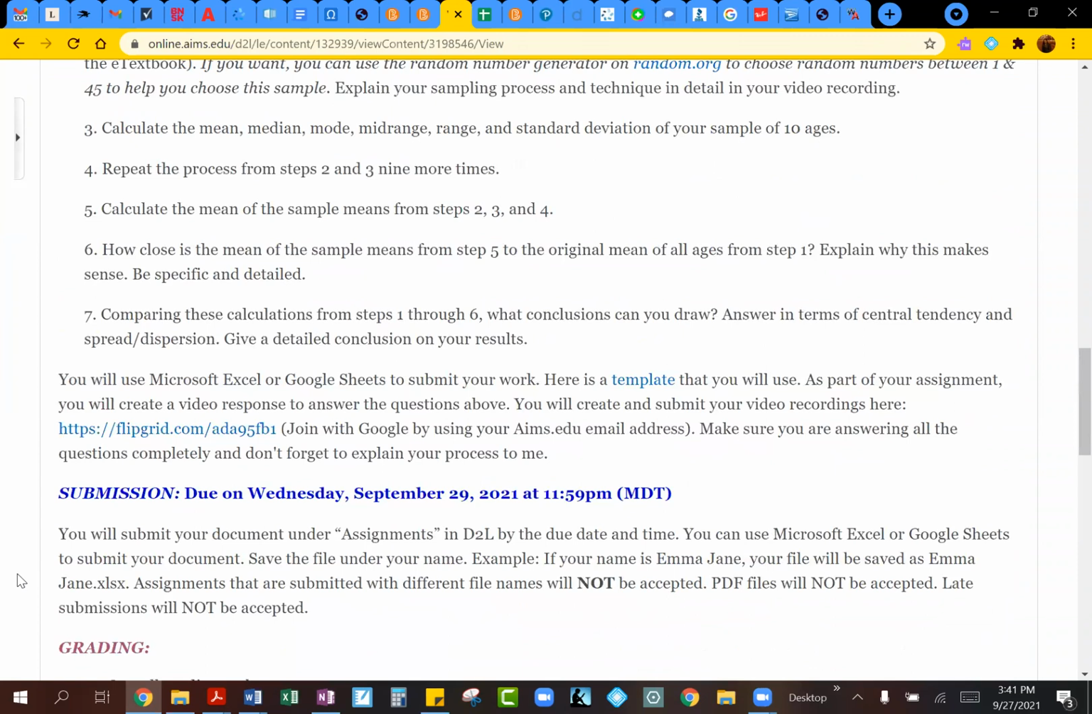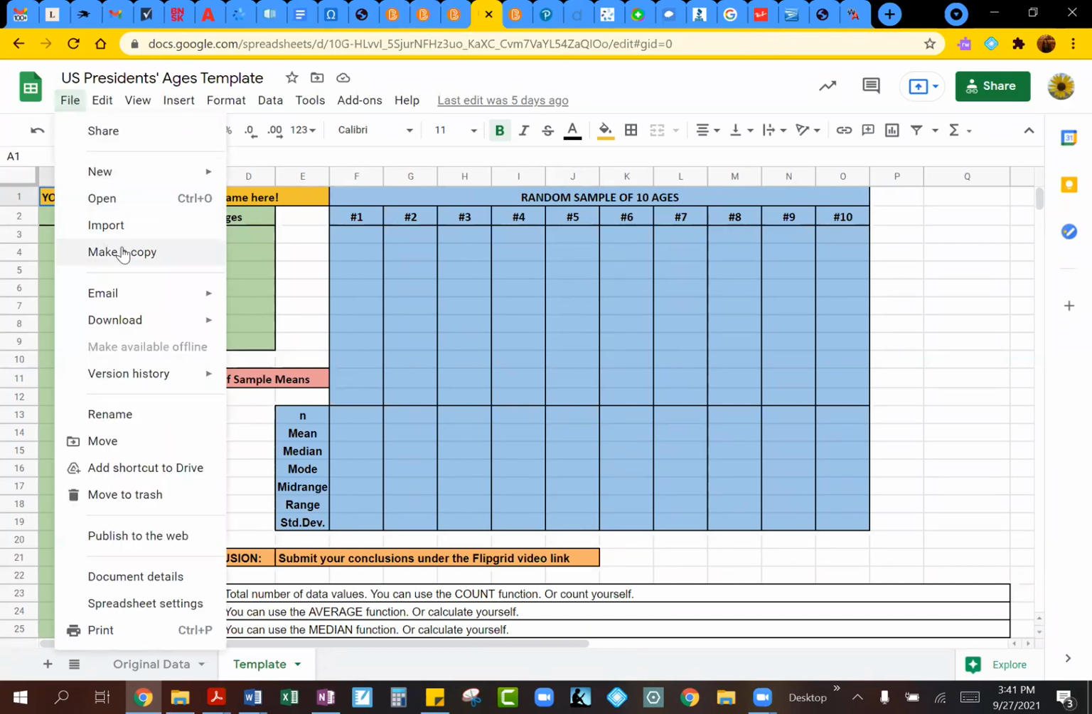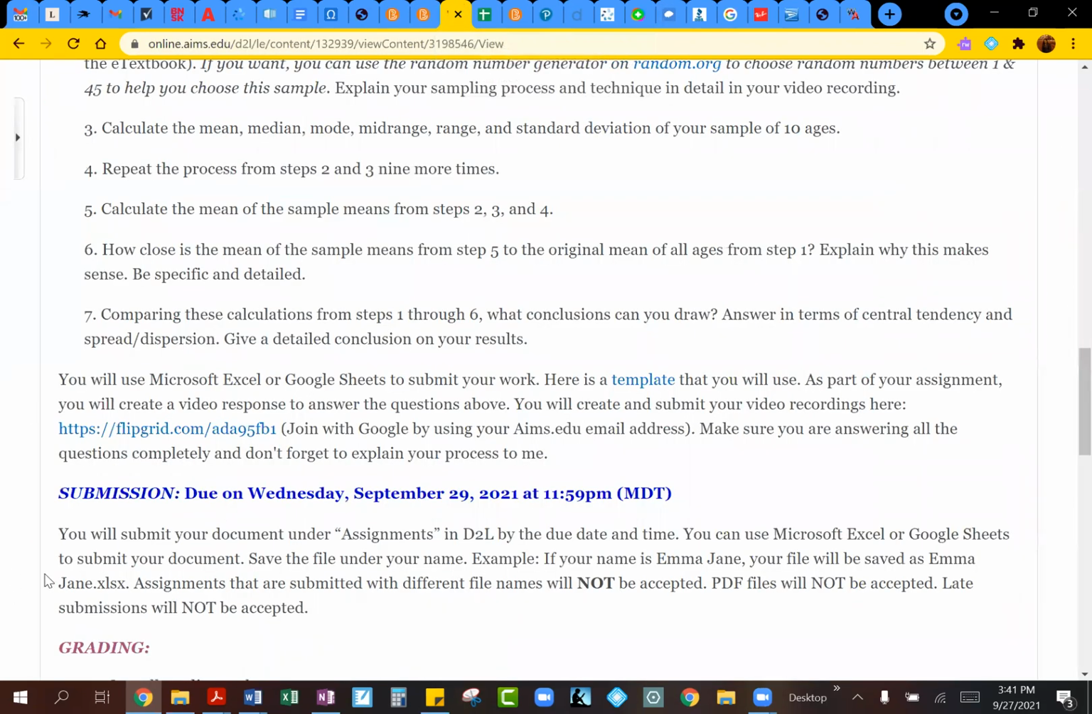You will be able to copy the template or download it as an Excel file, so you will not be able to work directly in here. You will need to either make a copy or download it as an Excel file. So just make sure you take care of that.